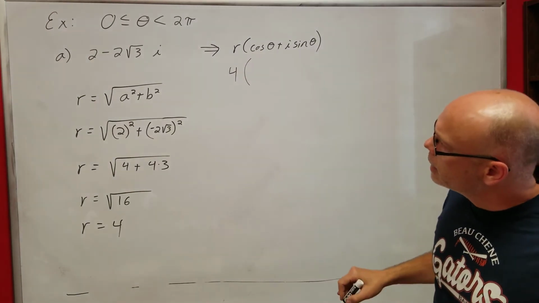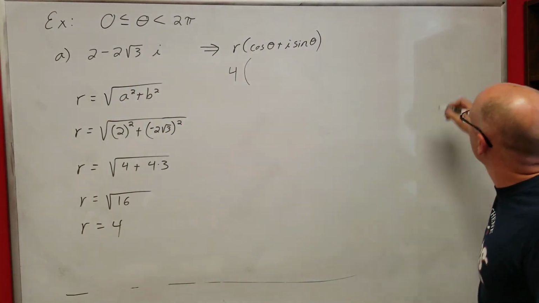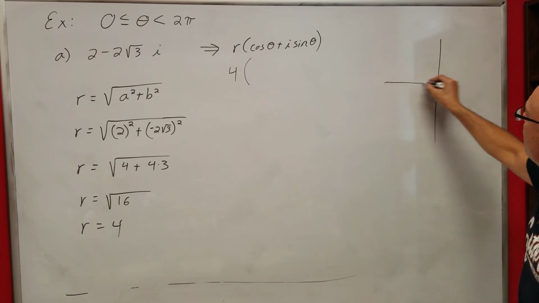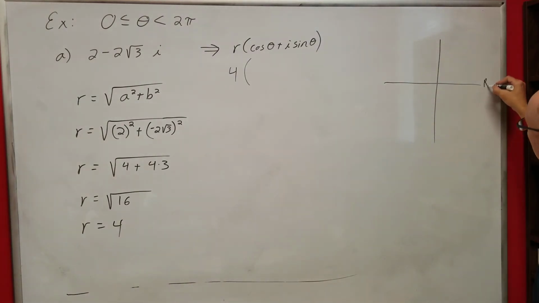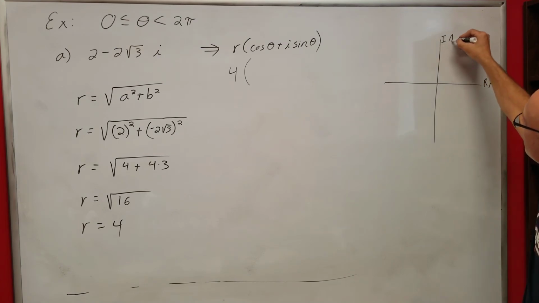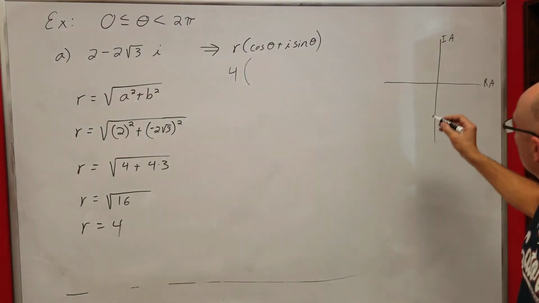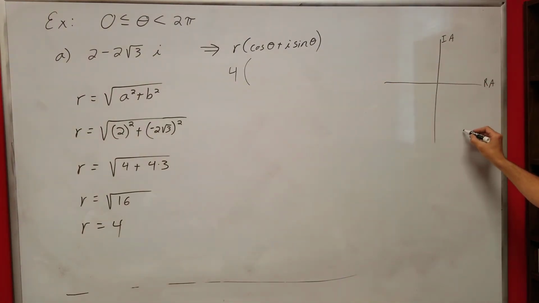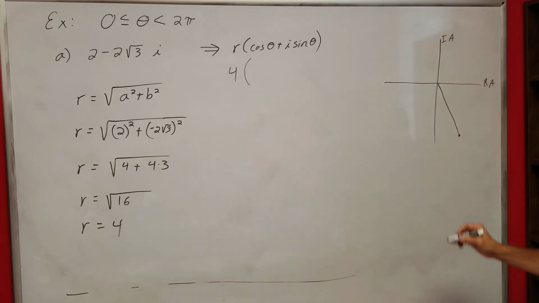So let's see what theta is. To find theta, let's graph this complex number, okay? Let's graph it in the rectangular plane, okay? Remember, this is the real axis and this is the imaginary axis, right? 2 minus 2 square roots of 3. 2 minus 2 square roots of 3 is somewhere over here, right?